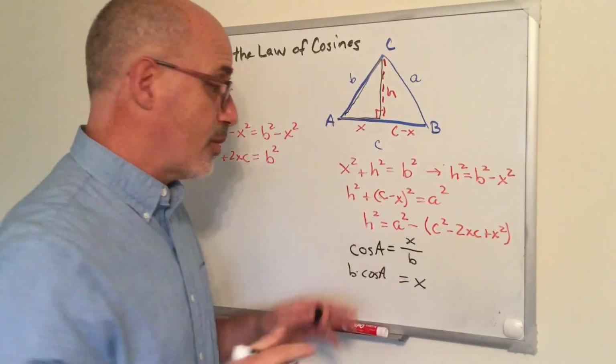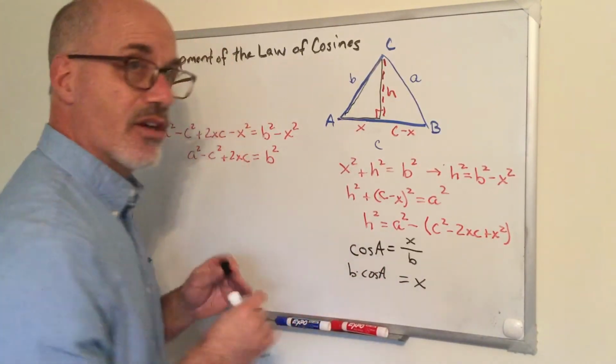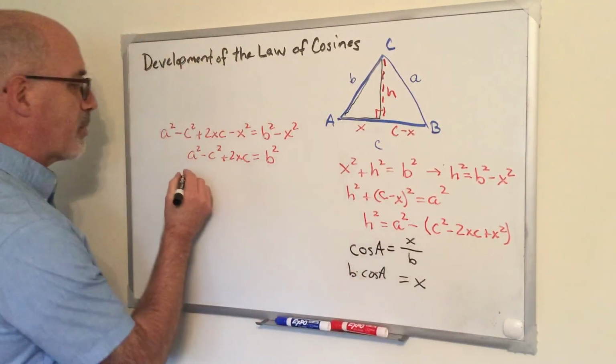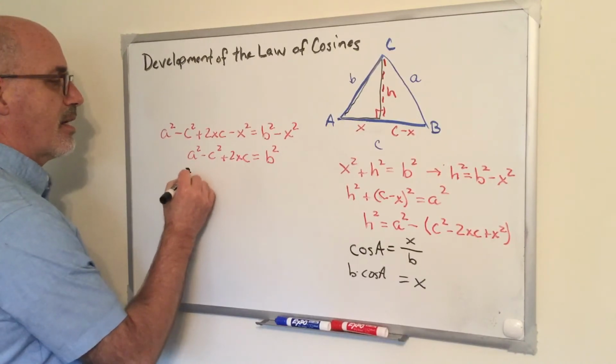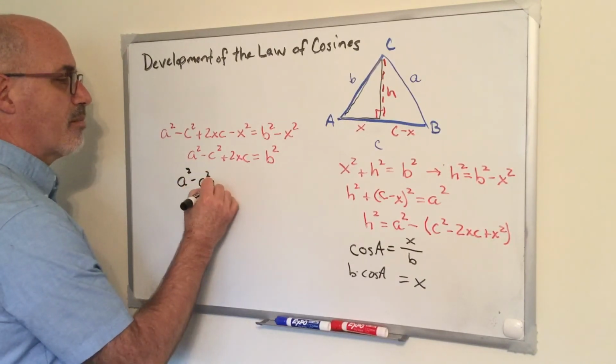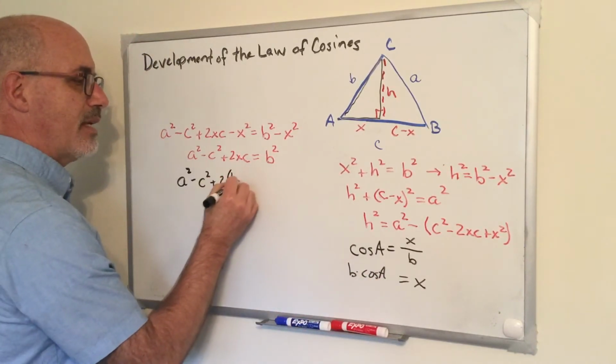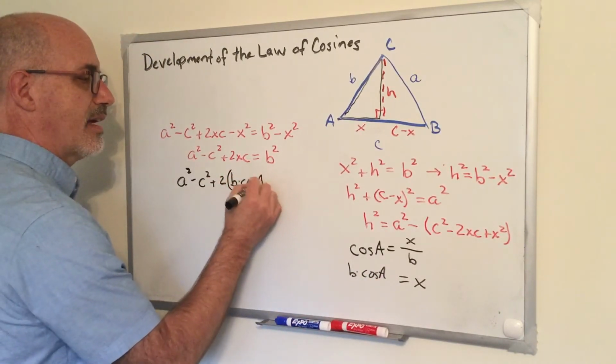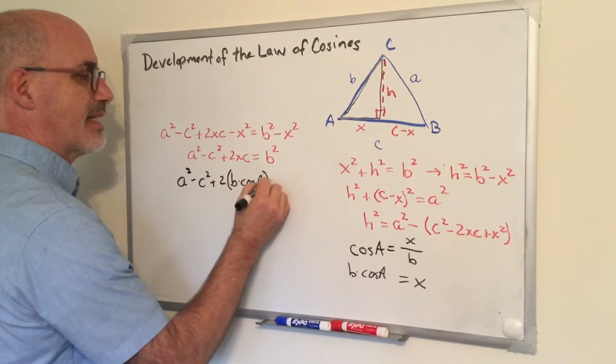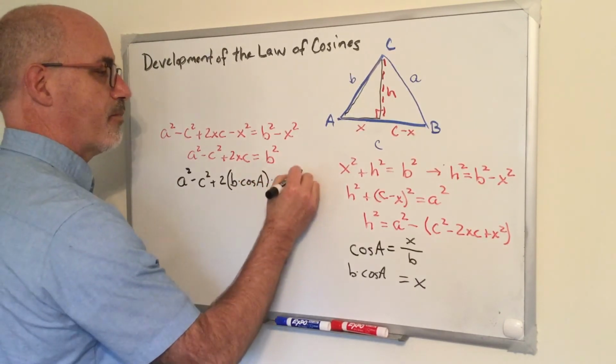Now what I can do is substitute that back in over here. Let's go ahead and do that. So I'm going to have a squared minus c squared plus 2 times, and I'll put this in its place, b times cosine of A times c equals b squared.